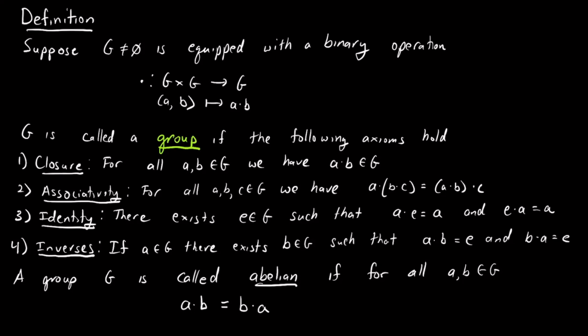And then finally, we have inverses. So if A is in my group, then there exists some element B in my group such that A dot B is the identity and B dot A is the identity. So I can invert any element and get back to the identity. And then finally, a group G is called abelian if it has the commutativity property, namely that A dot B is always equal to B dot A for every element of my group. Okay, so what are some of the consequences of this definition?